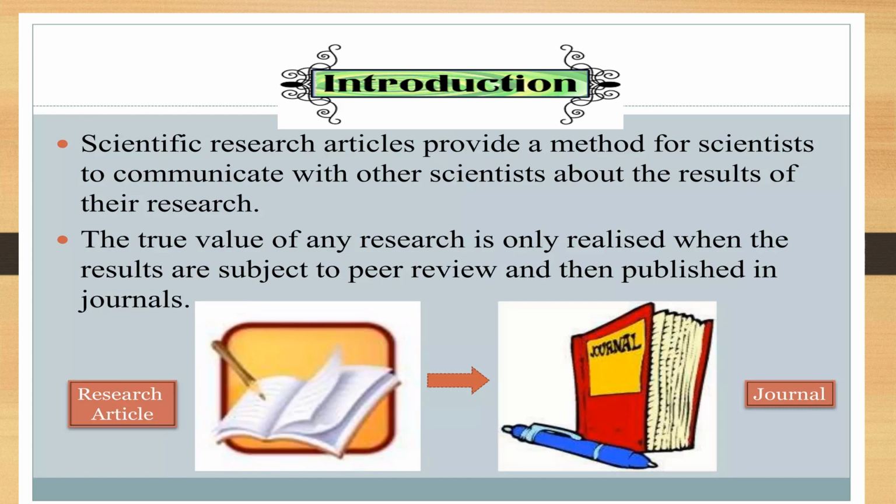The guidelines for writing a research article to publish in a professional scientific journal generally vary from journal to journal, based on the manuscript guidelines followed by the particular journal. However, most journals follow nearly the same format as we are going to discuss. The true value of any research is only realized when the results are subject to peer review and then published in a journal.